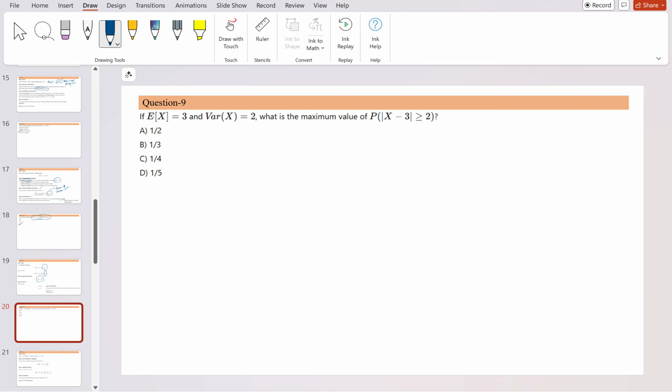Let's move forward and try to solve this. In this problem, it is stating that the expectation of x is equal to 3 and the variance is given as 2. Find the maximum value of the probability of |x minus 3| greater than or equal to 2. Okay, try to solve this.